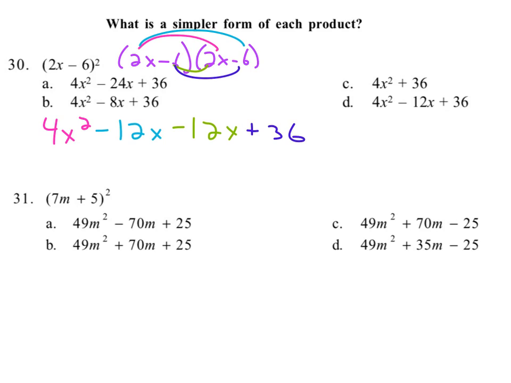This is going to be the case whenever you square a binomial like this. You've got the first term squared here. You've got the last term squared here. And remember, negative times negative is positive. That's why it's positive. And then you've got the two terms multiplied together.